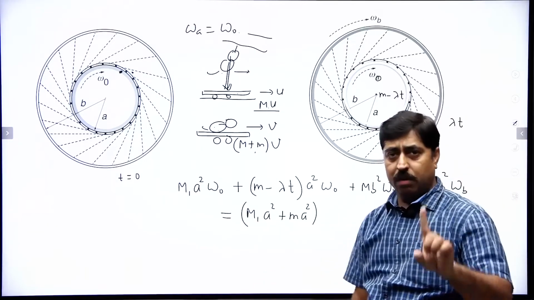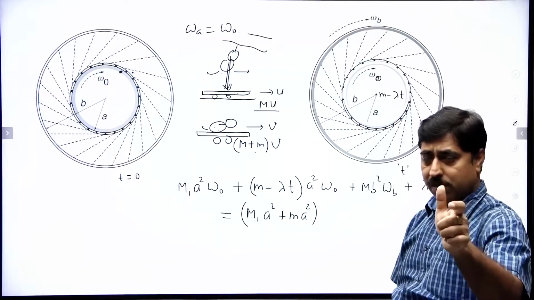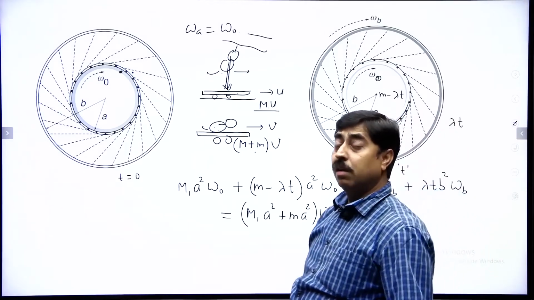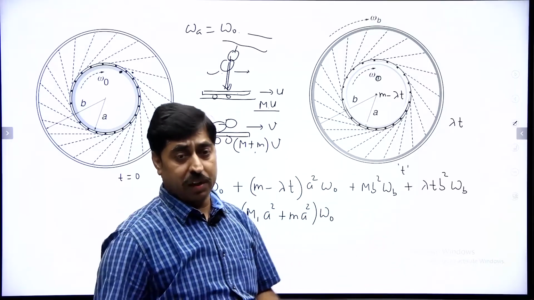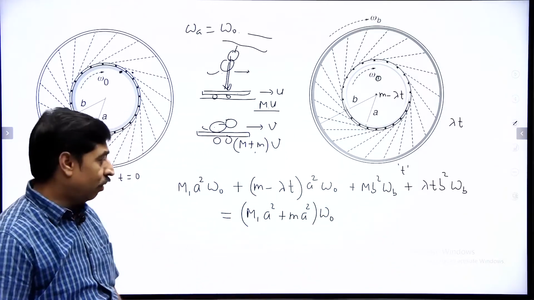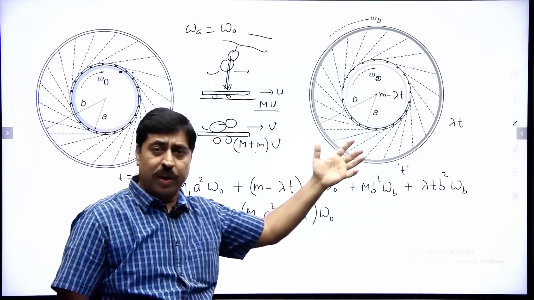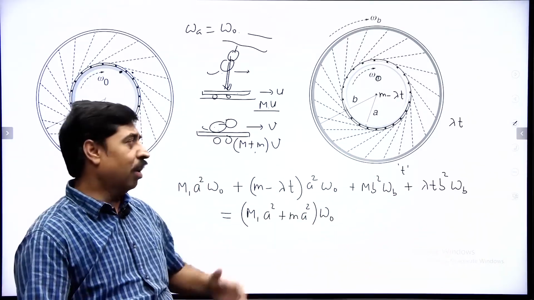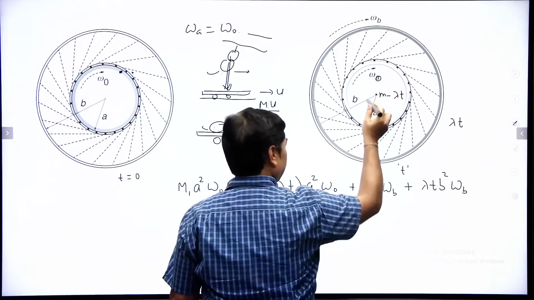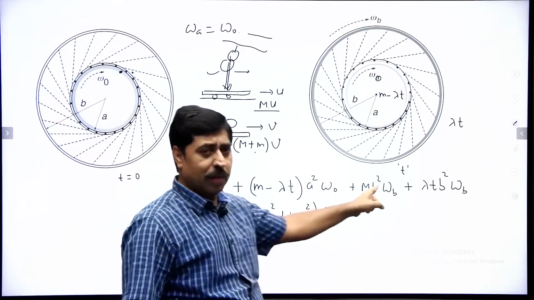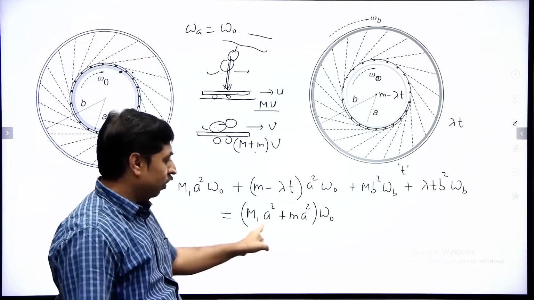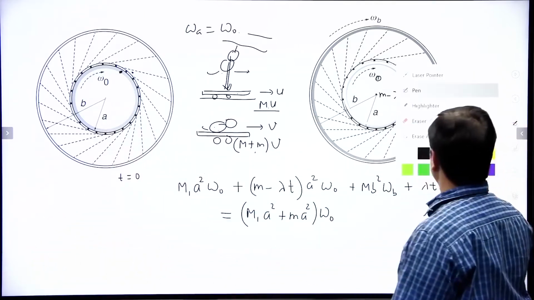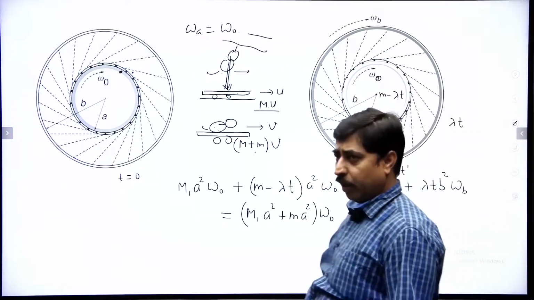This is the complete moment of inertia of sand plus drum, times omega naught, and the question says that the outer drum is stationary initially, it is not rotating. So for this isolated system, which experiences no torque from outside, its angular momentum about this axis should remain conserved. So this angular momentum at time t should be equal to this angular momentum, isn't it? Just by simplifying this, you will get the value of omega b.